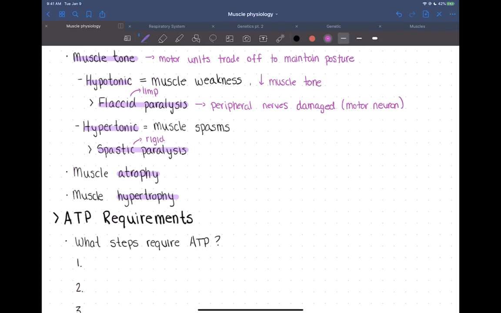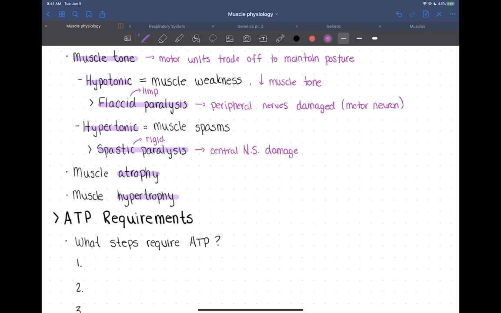Right, and with spastic paralysis, this usually results from damage to the central nervous system. So this would be the brain and spinal cord. All right, so central nervous system. I'm just going to abbreviate that. There we go. Nervous system damage.